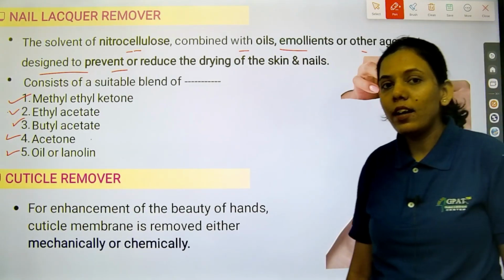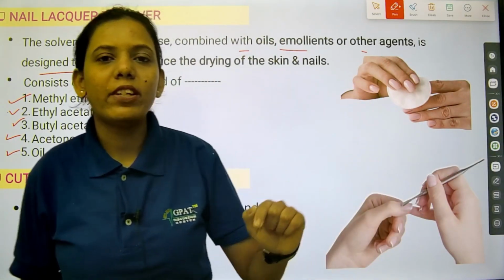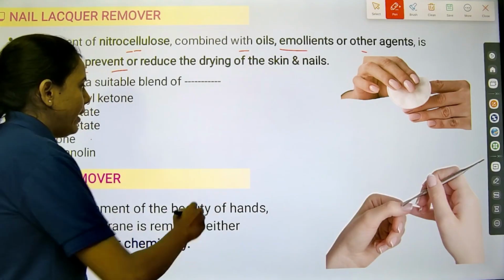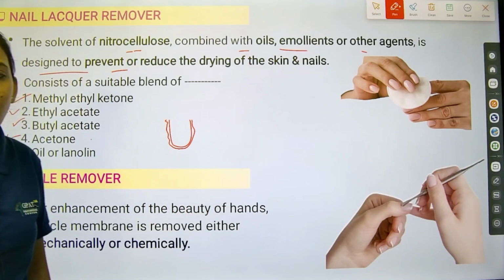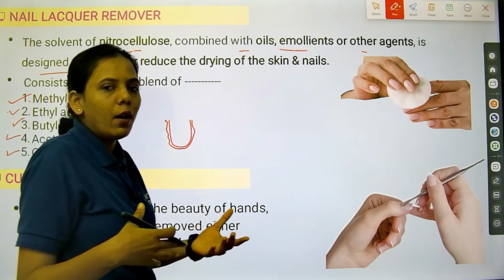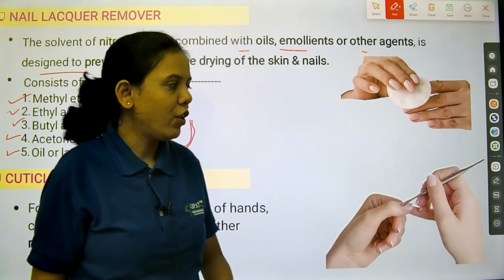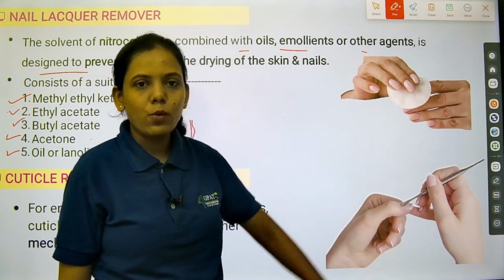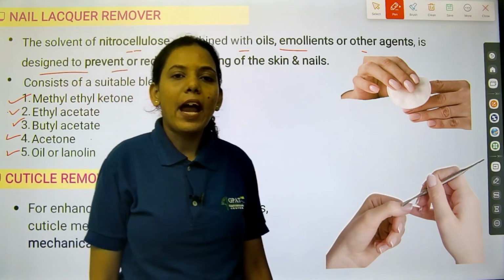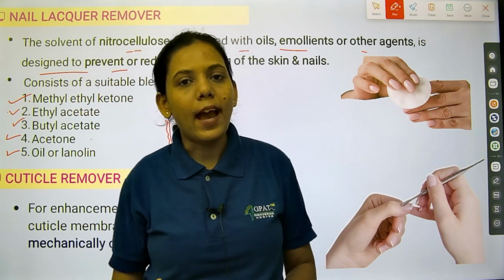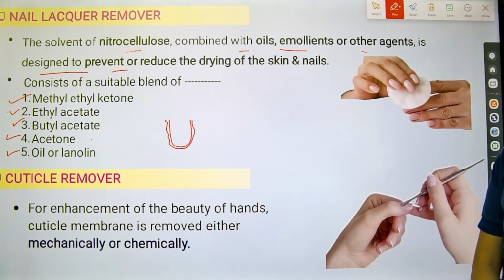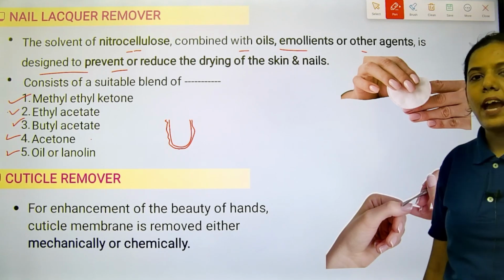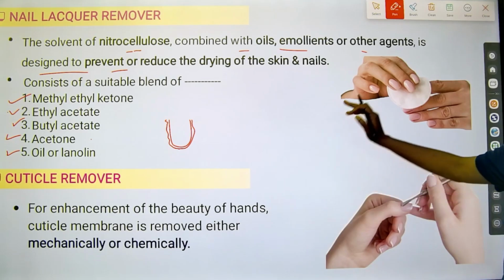Next is cuticle remover. Okay, the cuticle is something which is present on the edge of the nails. For example, this is the nail, and on this surface here the cuticles are present. It is just for the beautification of the nails. So here you can see the edges. So these are nothing but cuticle, and cuticle removal can be done mechanically with tweezers or something. So these are the cuticle removers. For enhancement of the beauty of hands, the cuticle membrane is removed either mechanically or chemically. So generally tweezers are applied.